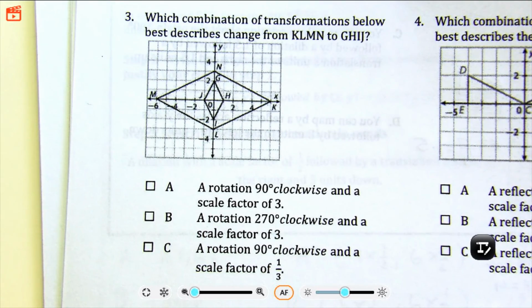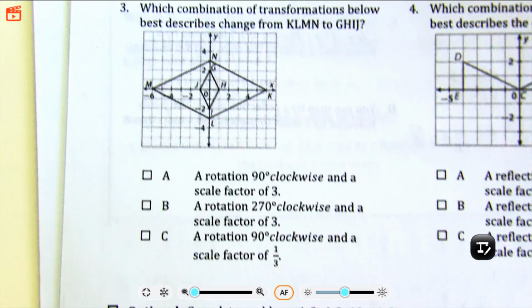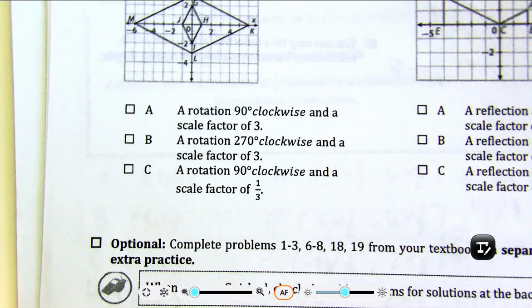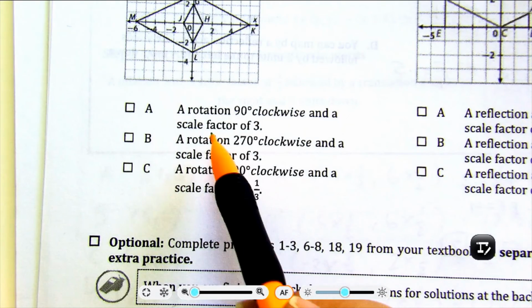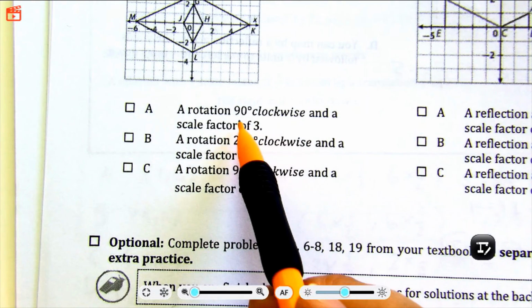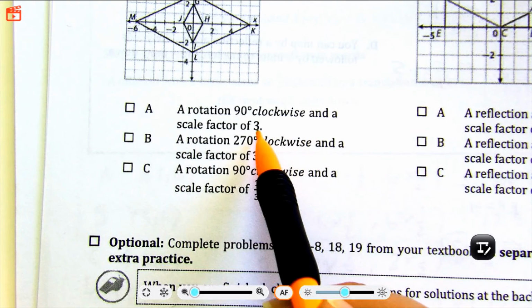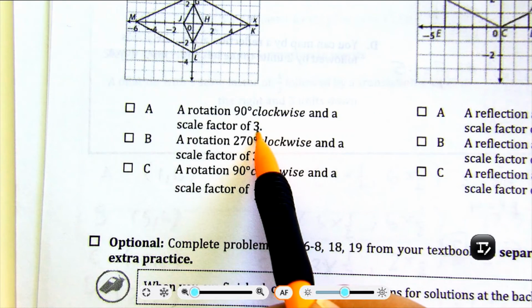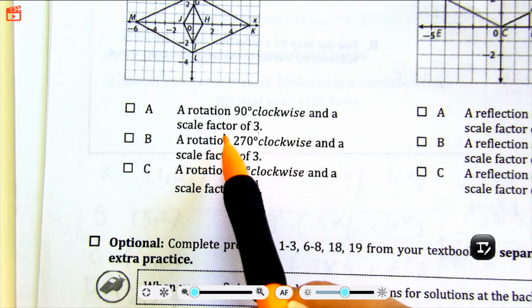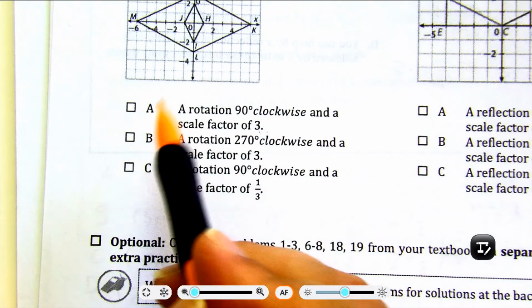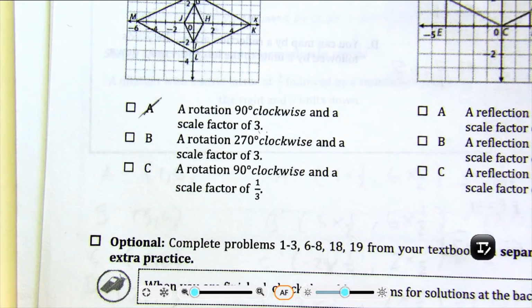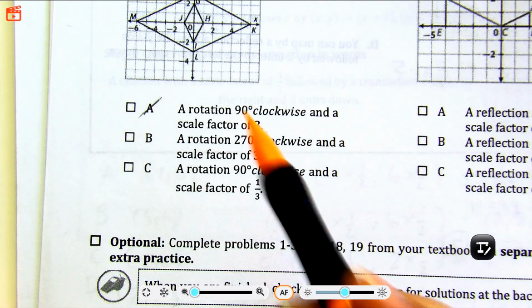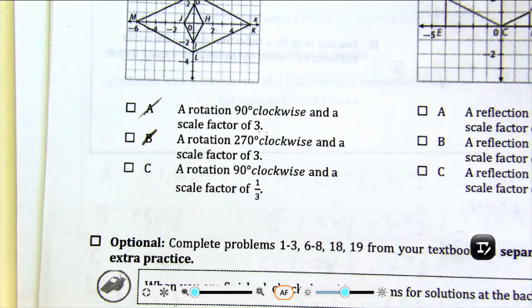So let's look at our options. A rotation 90 degrees clockwise with a scale factor of 3. Well, we said that the image was shrinking, so we cannot have a scale factor of 3. It has to be a fraction, so it can't be A. Rotation 270 degrees clockwise and a scale factor of 3. So again, because of the scale factor 3, it can't be C.